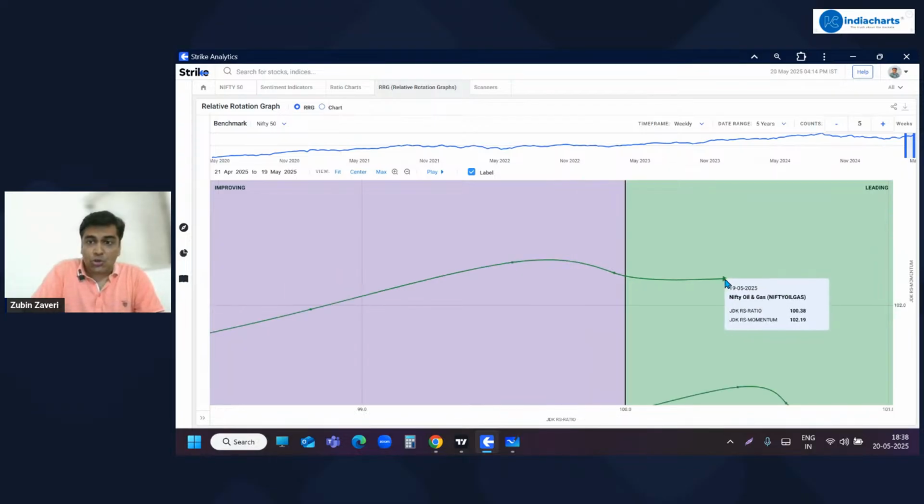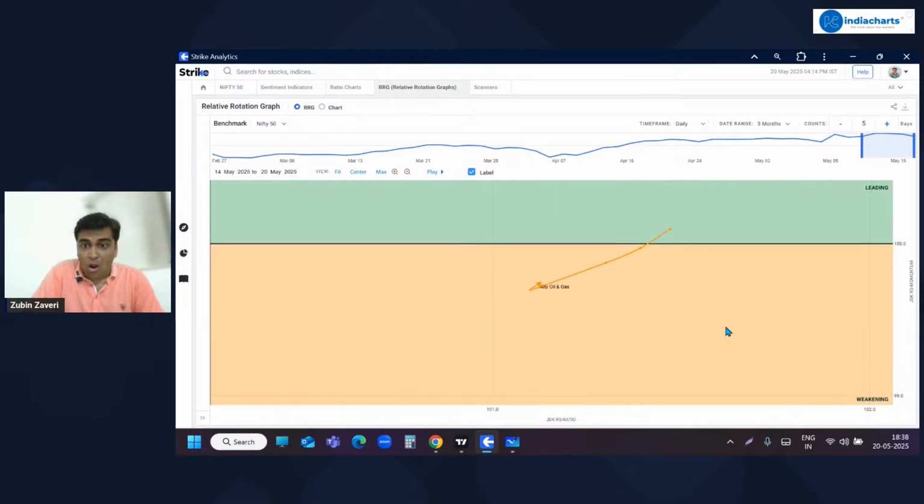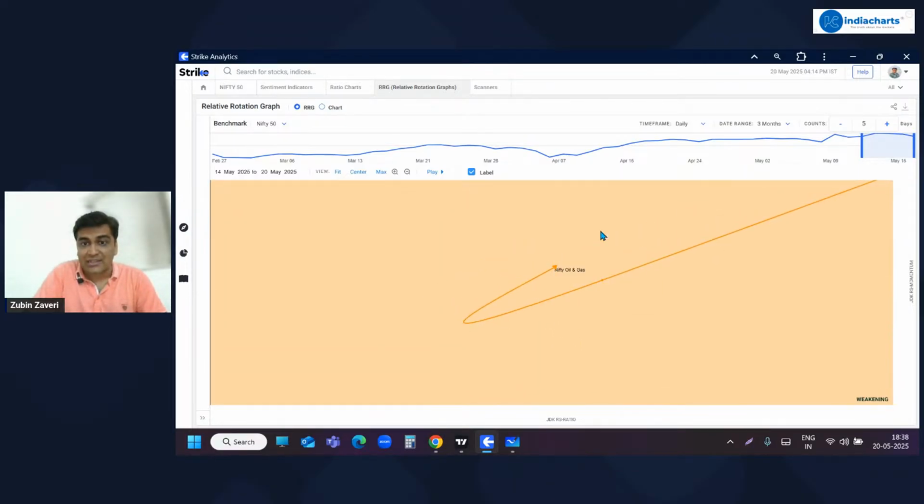Yeah, so this is the updated RRG chart. This week started 19th of May. What has happened is, in this week, Monday and Tuesday, oil and gas has entered into the leading quadrant. Let's go back to the daily time frame chart. Oil and gas was in the weakening quadrant, and all of a sudden it has started improving. You can see the arrow, it has started sloping upwards, northeast.